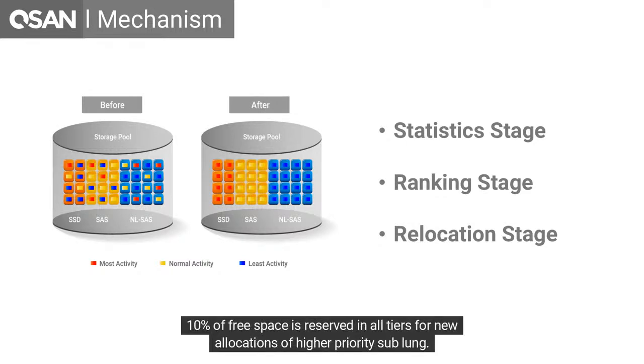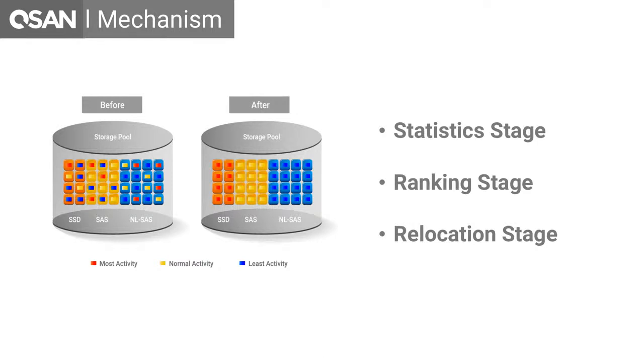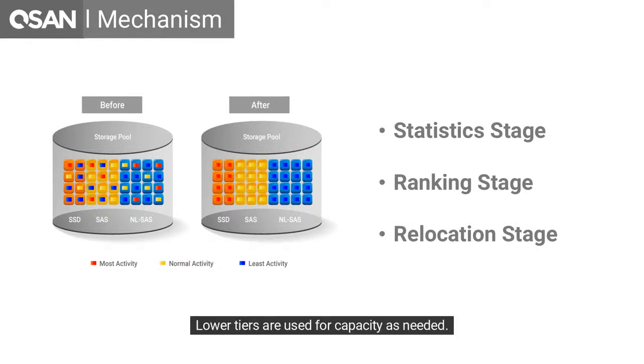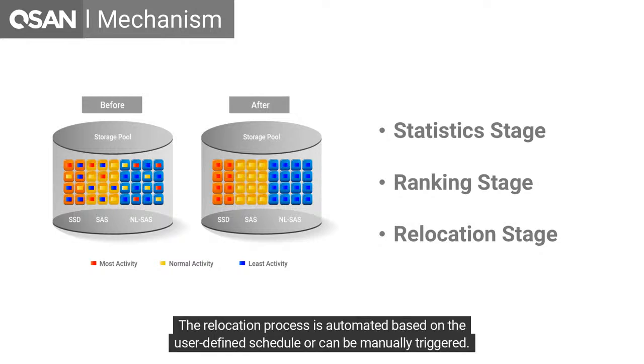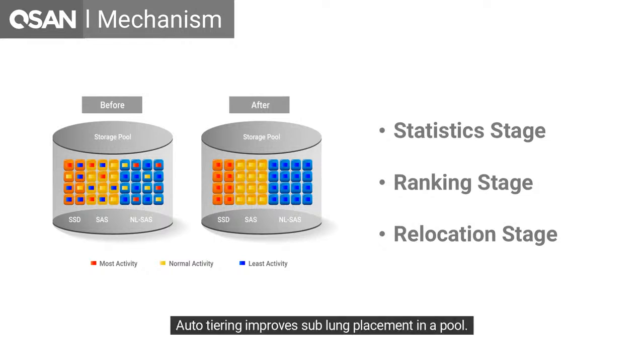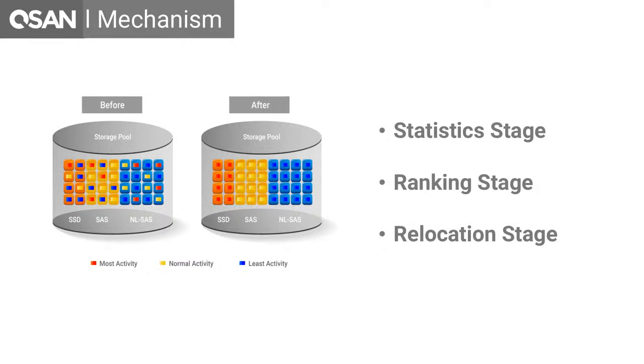10% of free space is reserved in all tiers for new allocations of higher priority sublong. Lower tiers are used for capacity as needed. The relocation process is automated based on the user-defined schedule or can be manually triggered. Auto-tiering improves sublong placement in a pool.